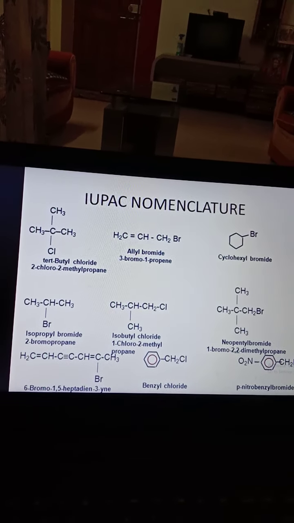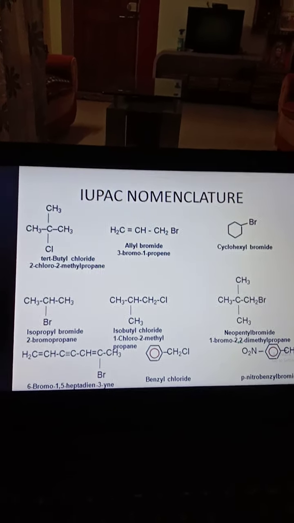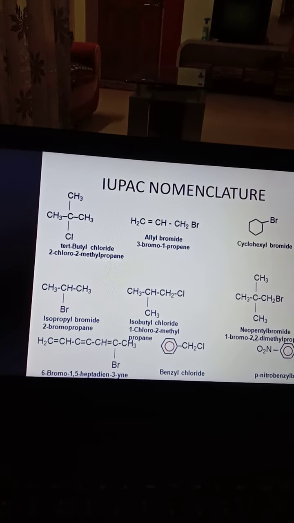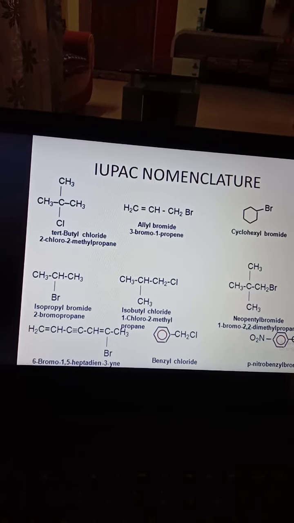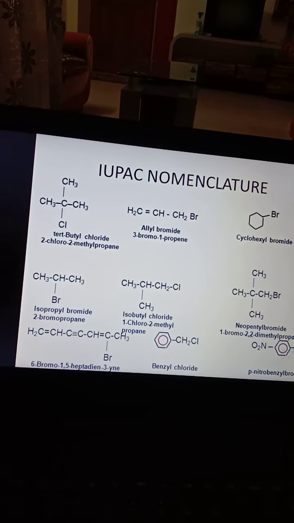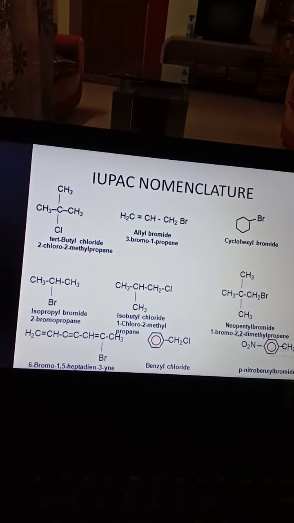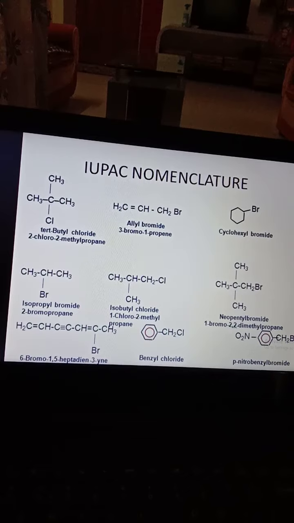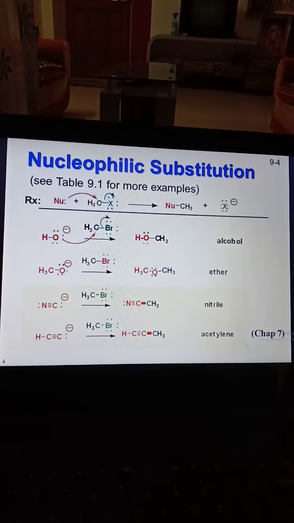Select the longest continuous chain, then number so that the lowest substituent number is obtained, like 2-chloro-2-methylpropane, 6-bromo-1,5-heptadiene-3-yne. A double or triple bond present between carbon 3 and carbon 4 is considered as 3, not 4.